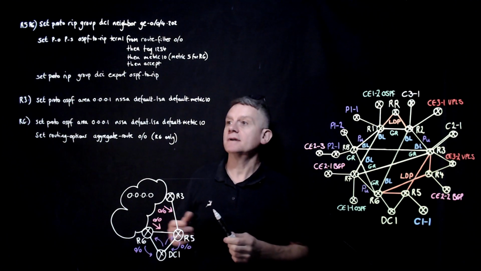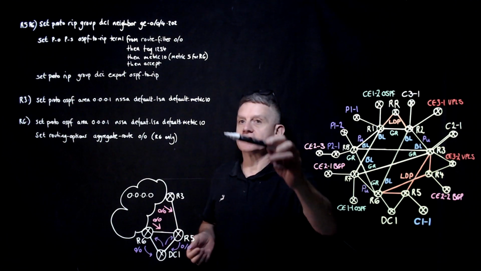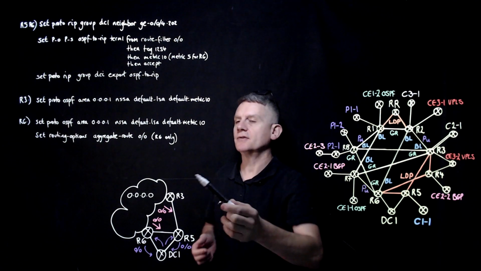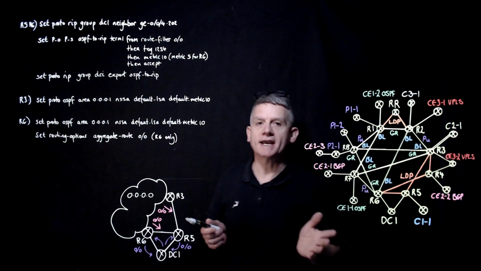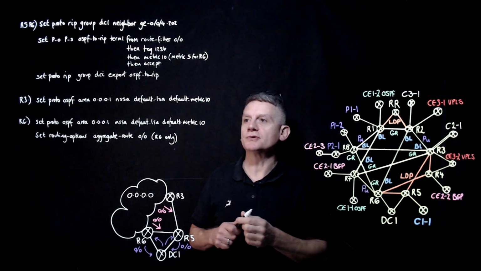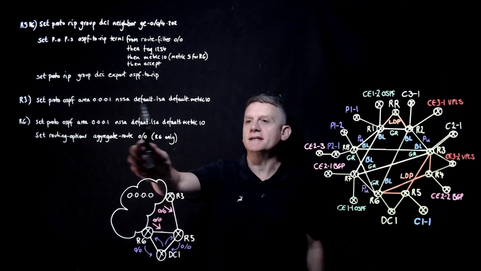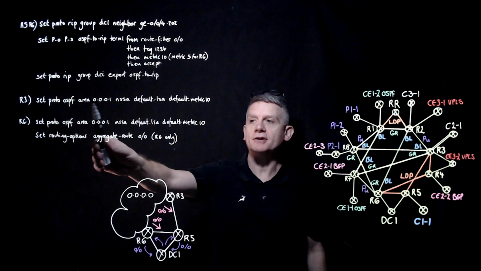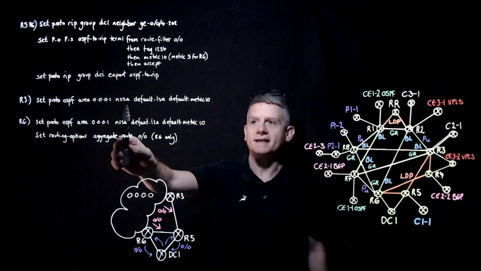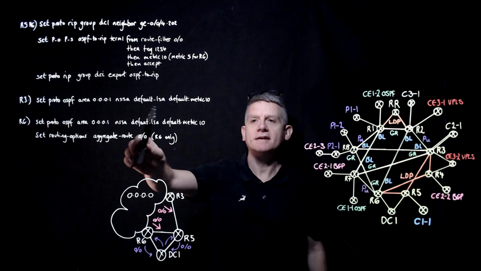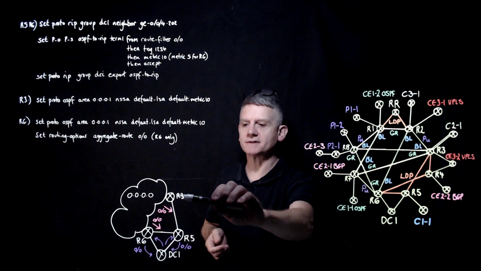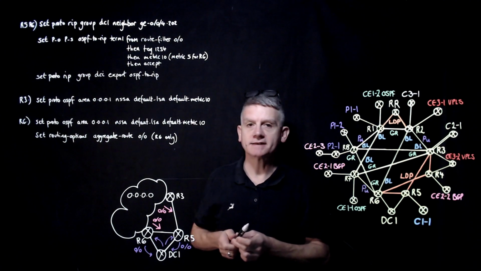Okay, so the first step of this is on router 3 and router 6, the ABRs. We want to inject into area 0001 a default LSA. So set protocol OSPF area 001 NSSA default LSA, we're giving it a default metric of 10. And we're doing that on both router 3 and on router 6.